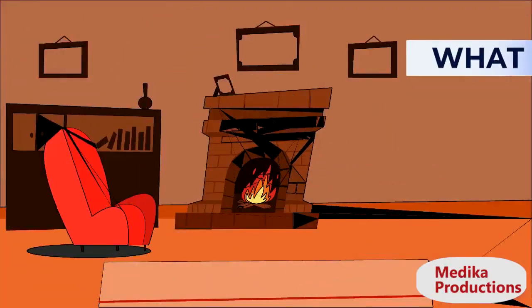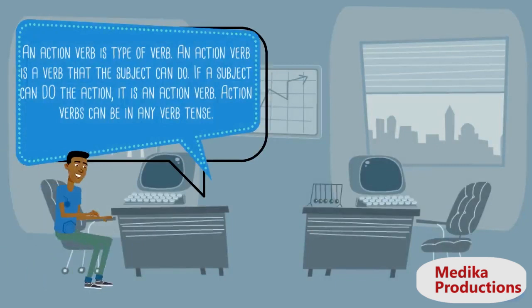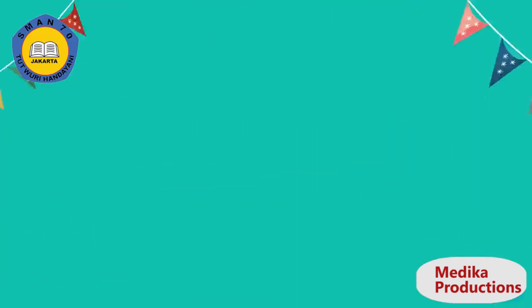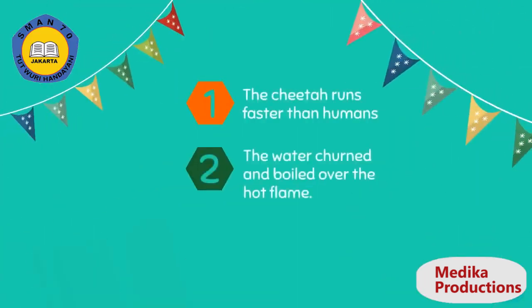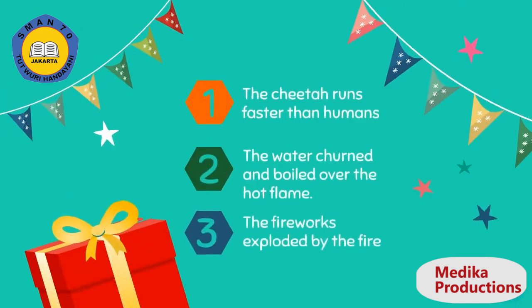And the fifth is action verb. What is action verb? An action verb is a type of verb. An action verb is a verb that the subject can do. If the subject can do the action, it is an action verb. Action verb can be in any verb tense. For example, one, the cheetah runs faster than humans. Two, the water churned and boiled over the hot flame. And three, the fireworks exploded by the fire.